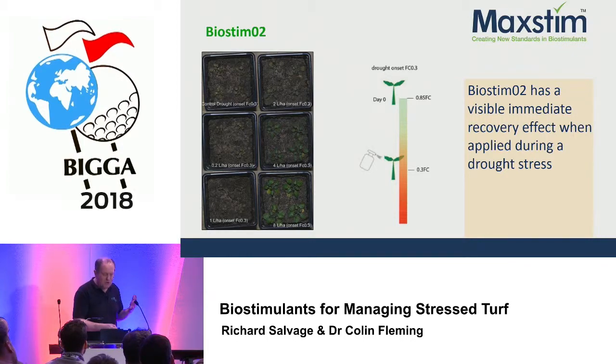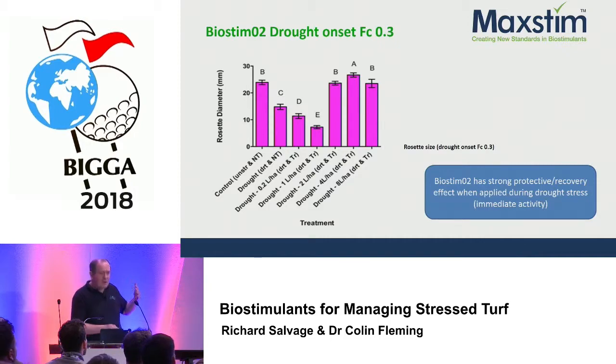This is the approach we're using now to try and identify how we can use biostimulants more effectively. This is that previous experiment. Here's our control. And you can see that the treated plants, which have undergone drought stress, are doing as well as the control. And that's through simply recovery by using a biostimulant.